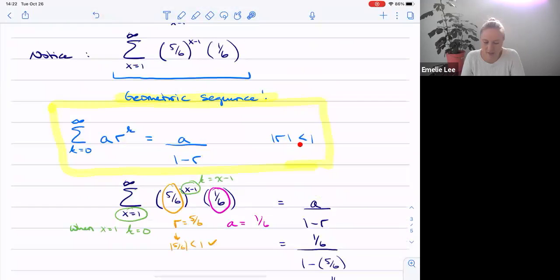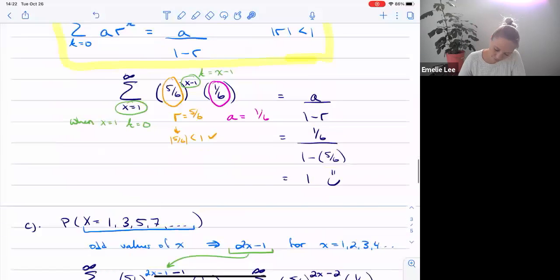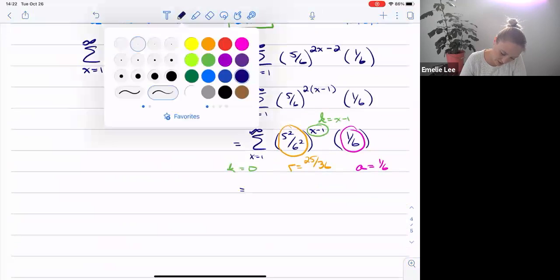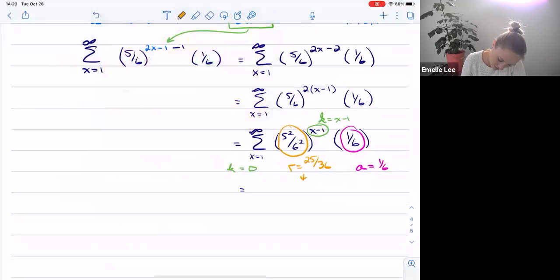I'm going to check that the absolute value of R is less than 1, but 25 over 36 sounds like it's less than 1 to me. It is. It's 0.6944444. So we're good to go. I'll check it here just in case. Absolute value of R is less than 1. It checks out.